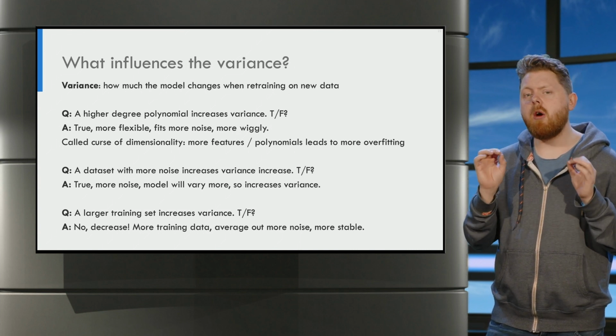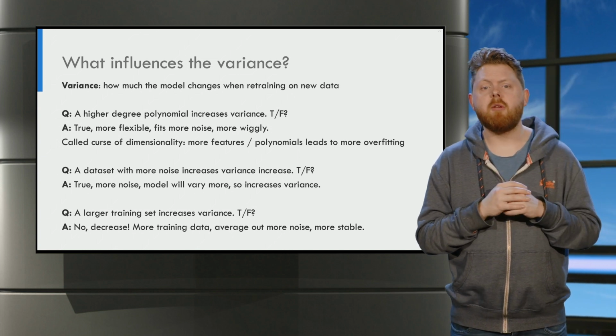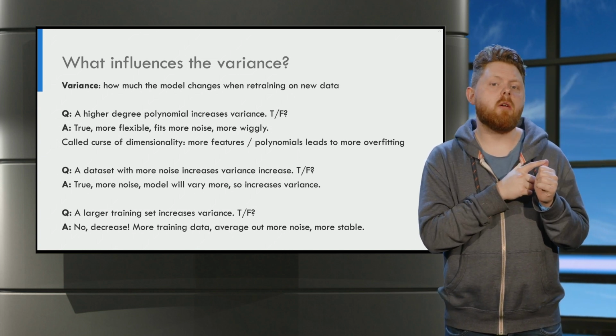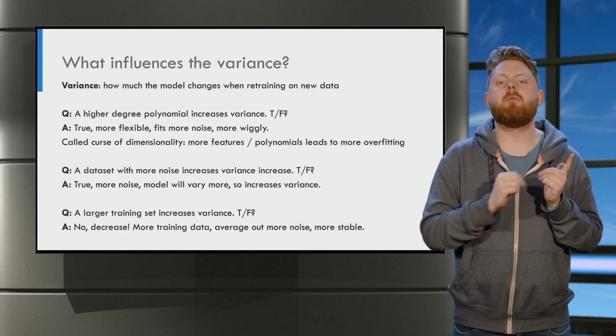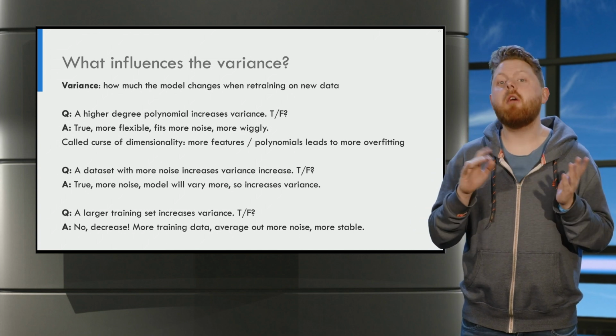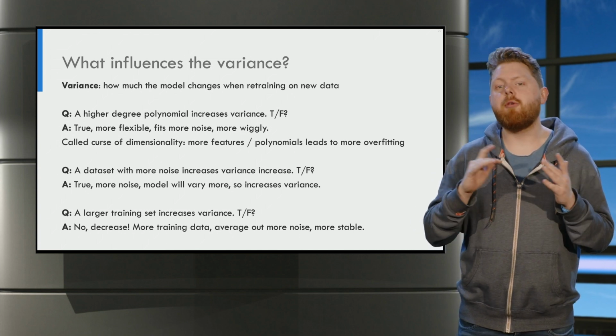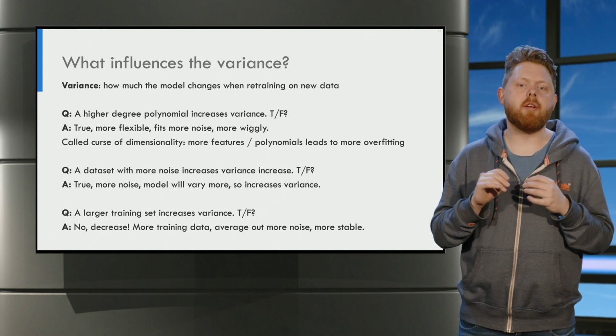So in conclusion, how can we decrease our variance? Well, there are 3 ways. We can increase the amount of data, or if it's possible, we can try to decrease our amount of noise. Furthermore, a higher degree polynomial increases our variance. Therefore, a lower degree polynomial or less features decreases our variance.